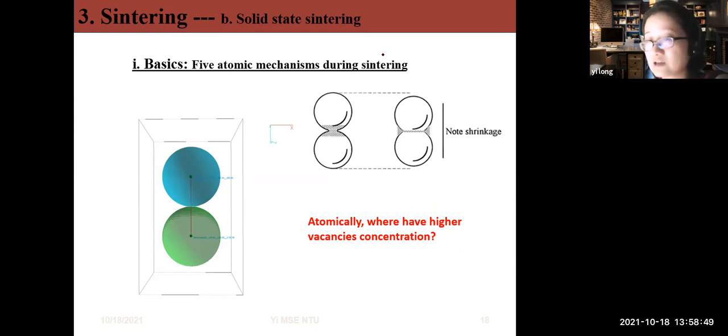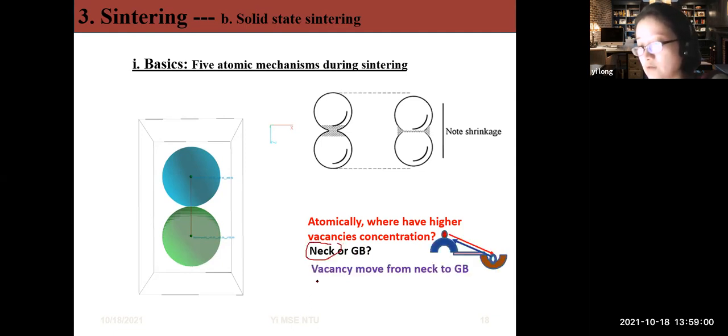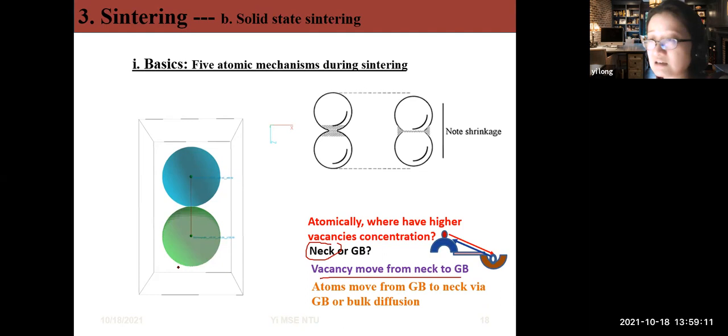Excellent, thank you, Senja. So yes, actually, it is the neck. Neck has the higher vacancy concentration, which means your vacancy moves from the neck to the green boundary. Am I correct? But atom is the opposite way. Atom moves from the green boundary to the neck. So then you have this opposite flow, so the second condition has also been met.